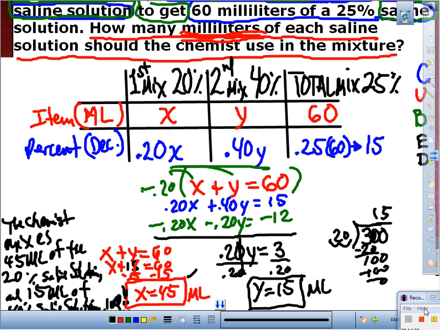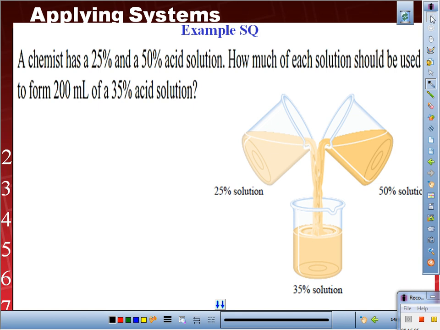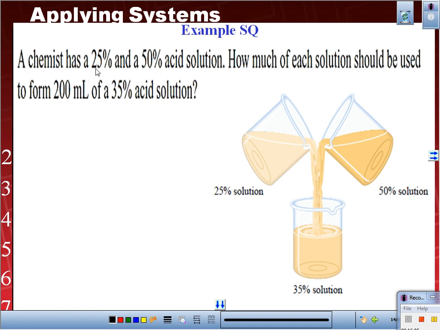All right, here's the problem. Example super Q. Don't copy this problem. You're going to continue from the table, but let me show you what they give us. It says, a chemist has 25% and 50% acid solution. So what are the mixtures? 25% and 50%. How much of each solution should be used to form 200 milliliters of 35% acid solution? So look at this one.